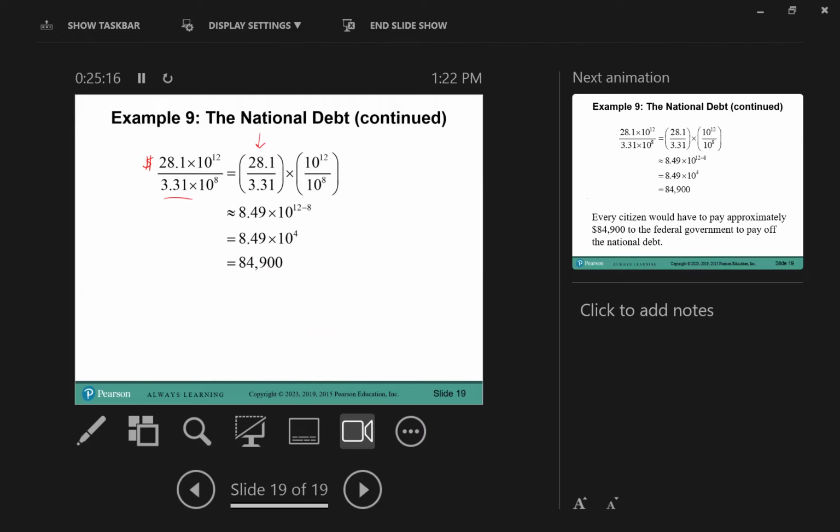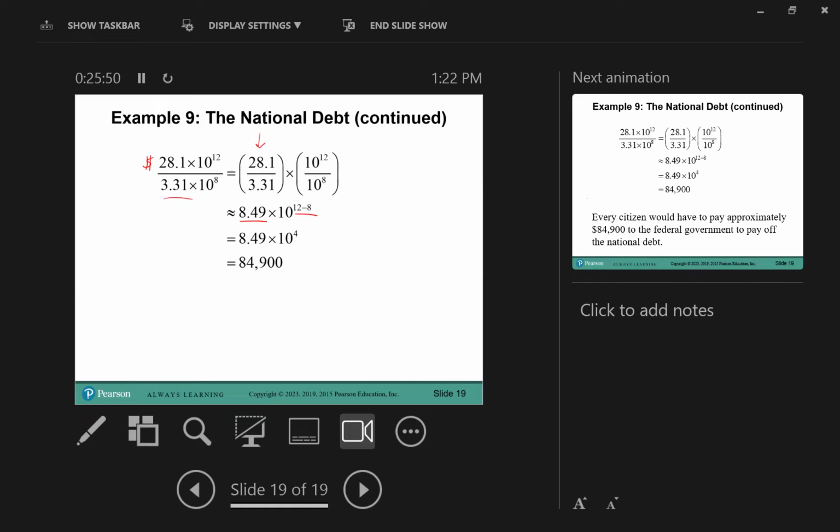It is going to stop them from one thing that I'm going to talk about, which they apparently purposefully wanted to avoid. But here we go. I'll do the division. 28.1 over 3.3 gives us 8.49-ish. They've rounded that number. But then they take this 10 to the 12 over 10 to the 8 as 10 to the 12 minus 8, which is 4. And so we have 8.49 times 10 to the 4, meaning every person in the US, if we ponied up about $85,000, then we could be back at zero.